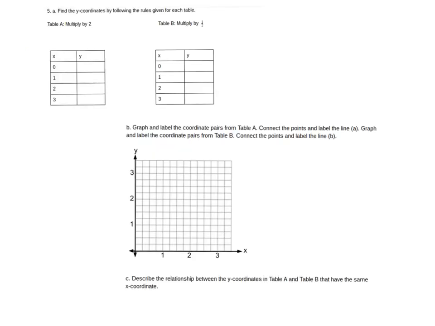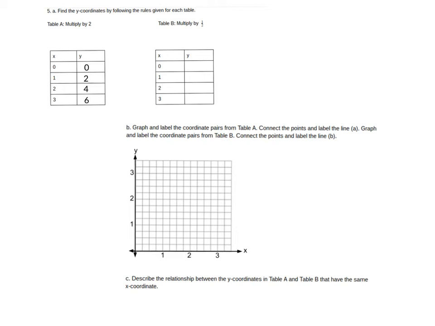5A asks us to find the y coordinates following the rules given for each table. Table A is multiply by 2. So 0 times 2 is 0. 1 times 2 is 2. 2 times 2 is 4. And 3 times 2 is 6. So our coordinates are (0, 0), (1, 2), (2, 4), and (3, 6).